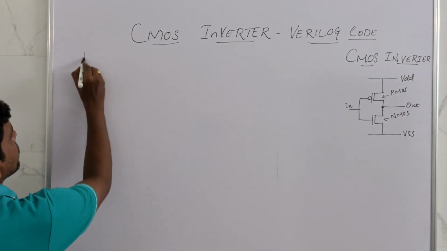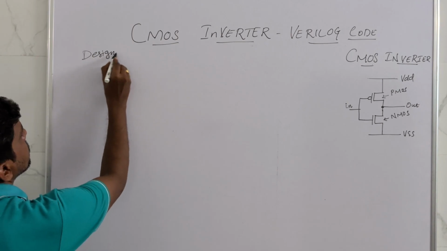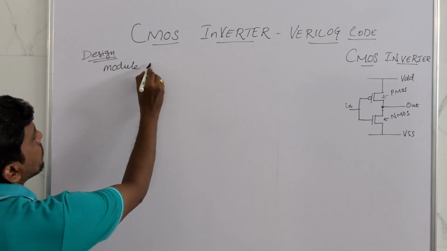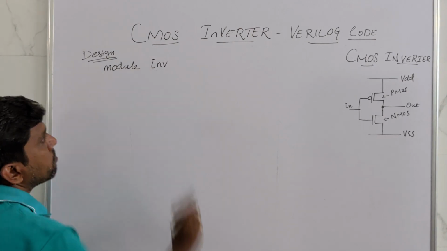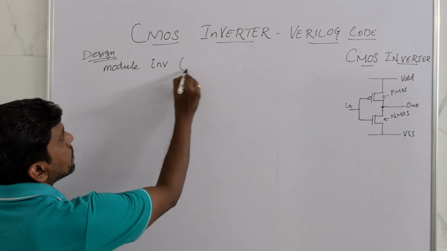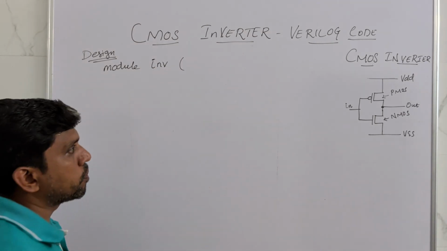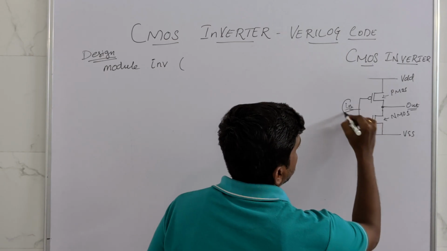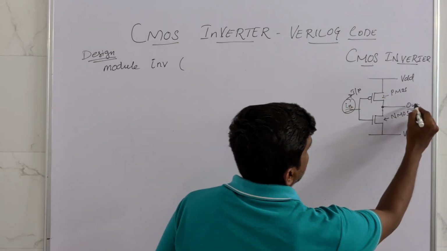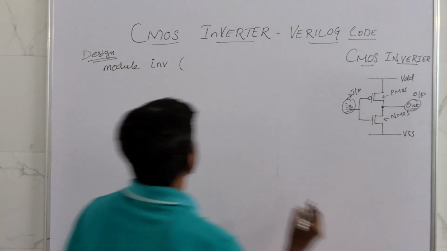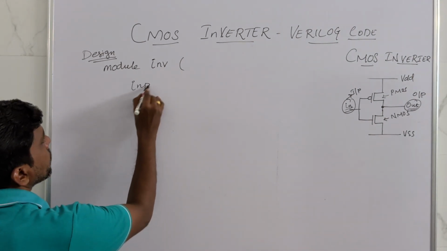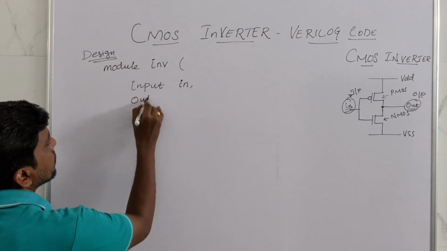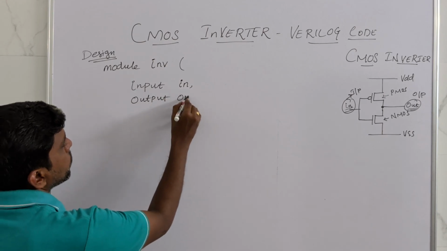First I write the design code. As usual you write module. The module name is INV, where INV represents inverter. Then the declaration of input and output. In this structure I have two signals: in represents the input and out represents the output. So the input is in, then the output is out.